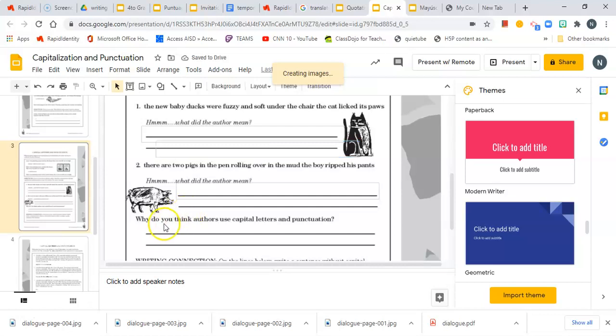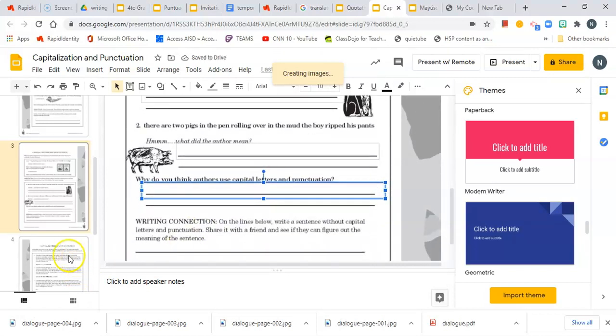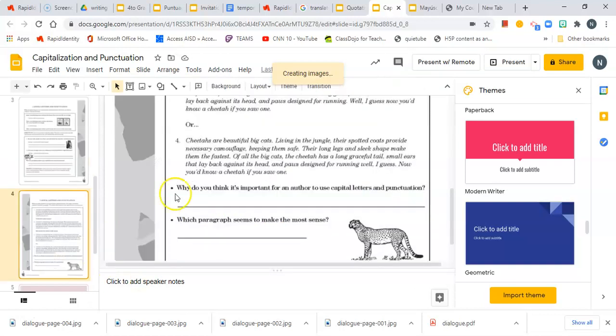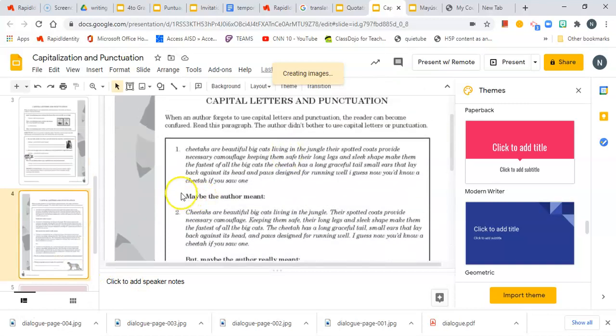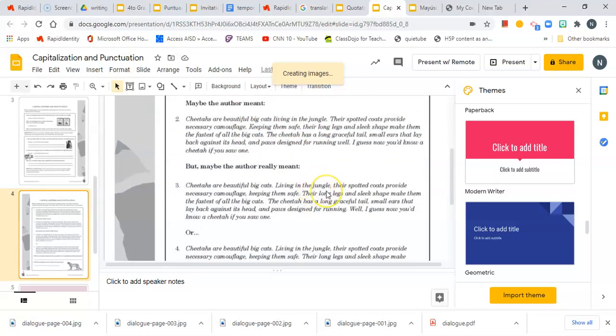The last thing is the question. Why do you think authors use capital letters and punctuation marks? So you're going to write your answer. Why do you think that is? Okay. We don't need to do the writing connection. Then you have some paragraphs to read. They're all the same, except that capitalization and punctuation looks different, so it has different meanings.